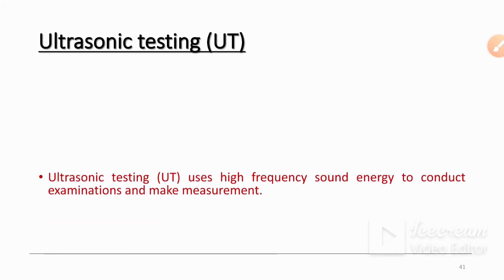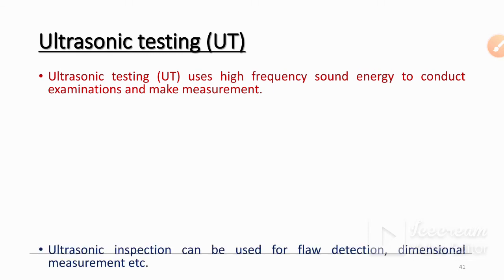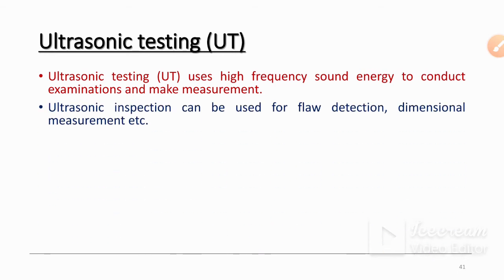Then first one is ultrasonic testing. So how to do ultrasonic testing, what is the purpose, and what you find out from ultrasonic testing. Ultrasonic testing uses high frequency sound energy to conduct the examination and make measurements. Ultrasonic inspection can be used for flaw detection, dimensional measurements, etc.